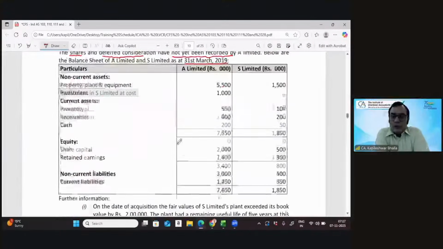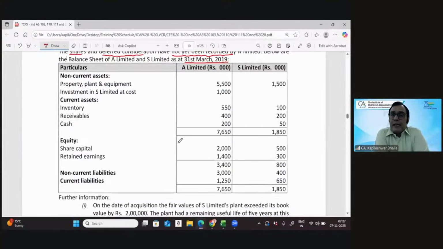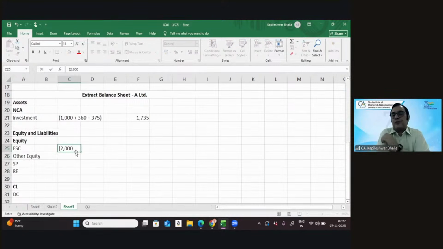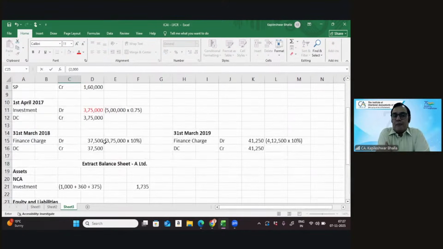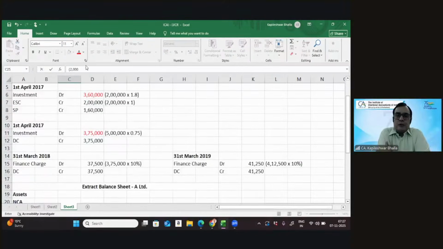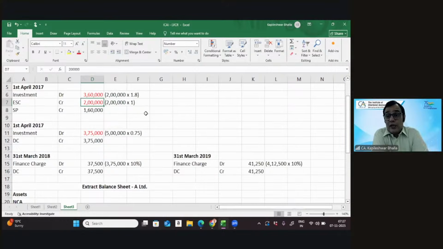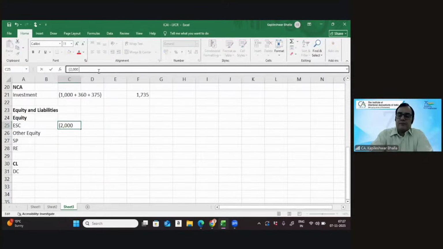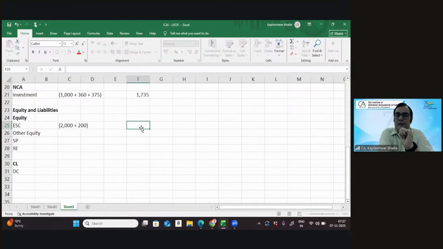Let's go to the balance sheet of A. The share capital in the balance sheet is appearing to the extent of 2000. So we take the equity share capital. This is 2000. And if you come back to the entry, the equity share capital is given a credit to the extent of 200. So let's add this increase in the equity share capital. This is 200, so this works out at 2200. This is the new equity share capital.